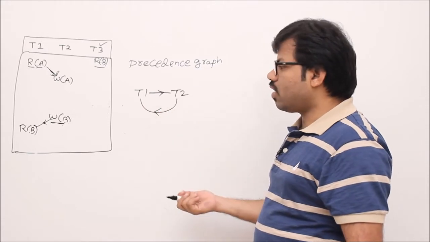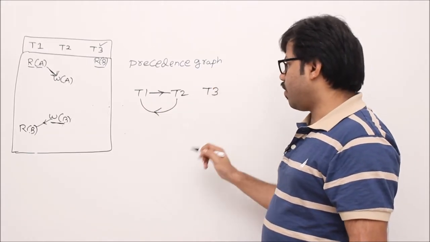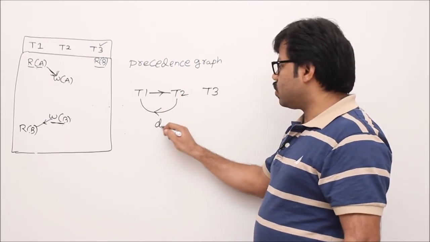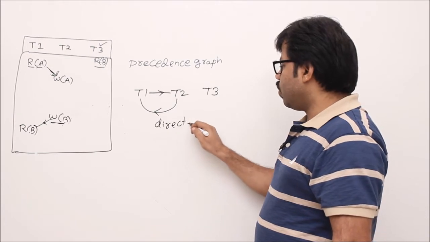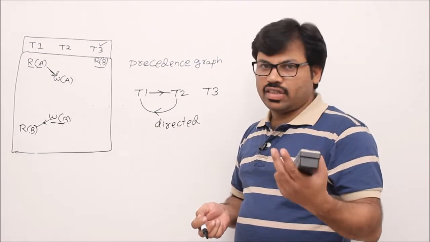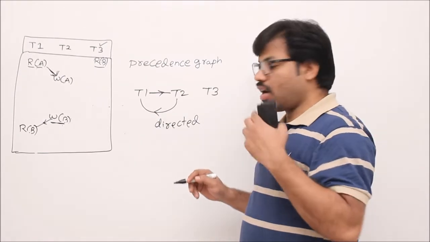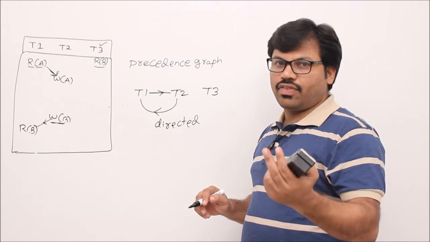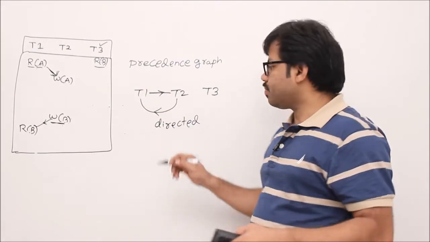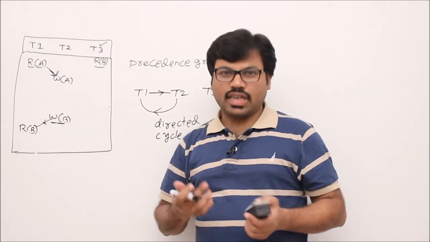And do we have any other conflict? Nothing. That's why you form this kind of graph where there is a cycle. Whenever there is a directed cycle, stop and say your schedule cannot be conflict serializable. That means according to the definition of conflict serializability, this cannot be a good schedule. So, a directed cycle. We'll see one more example to understand it clearly.